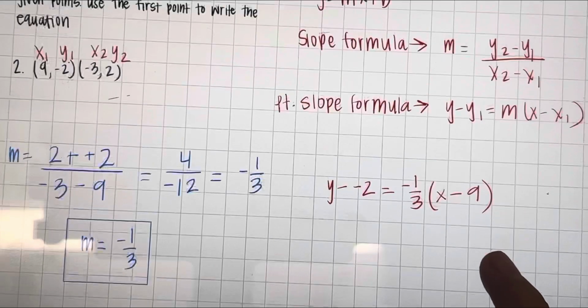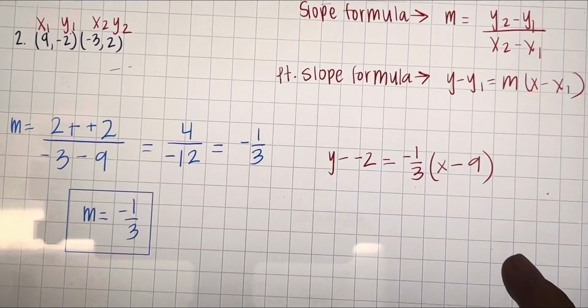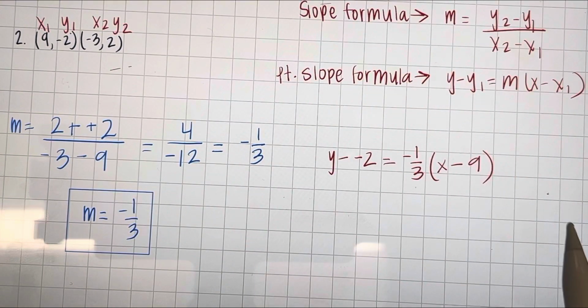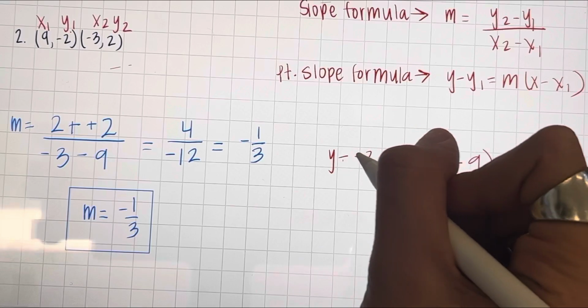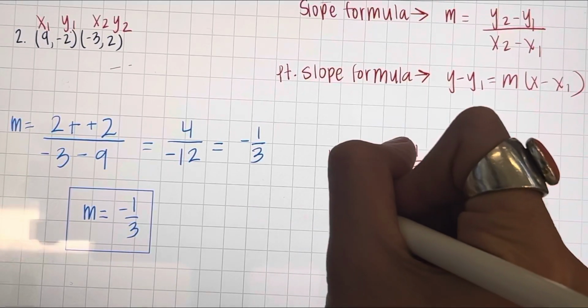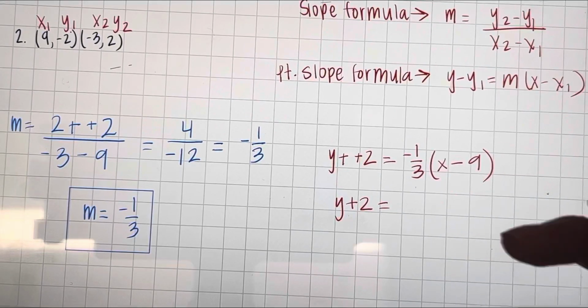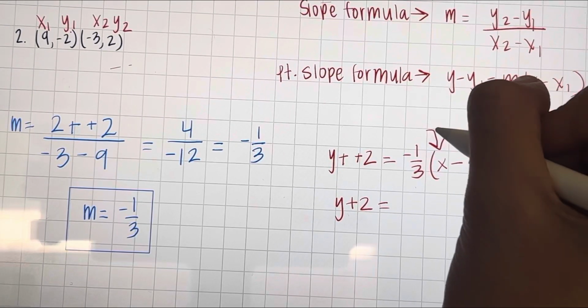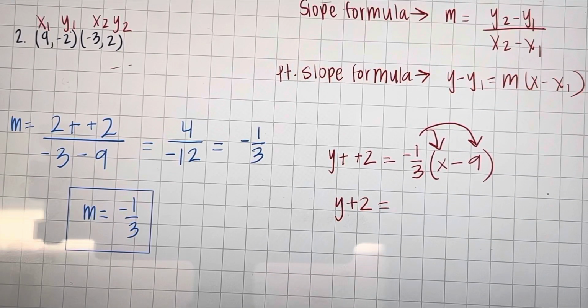Again, we're not finished because we want to get it into y equals mx plus b, slope-intercept form. So we're going to go ahead and work this out a little bit. We have y minus negative 2. Again, we know that 2 negatives are going to make a positive. So we're left with y plus 2 equals this negative 1/3. We're going to go ahead and distribute and multiply: a negative 1/3 times x and a negative 1/3 times a negative 9.